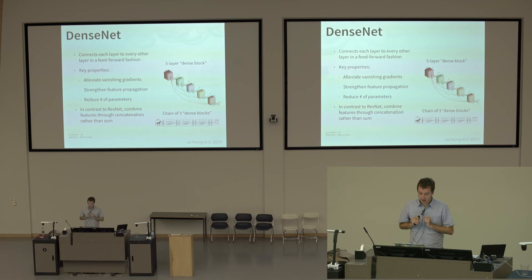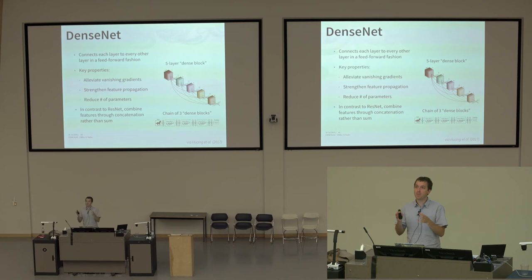Two more architectures to cover that are particularly interesting. So ResNet and highway networks and stochastic depth nets, fractal nets, all these sorts of architectures that were coming out at the time, have different network topologies and different training procedures, but they all have a similar characteristic. They create these shortcut paths from early layers to later layers. And so DenseNet takes this to the extreme. It connects each layer to every other layer in a feed-forward fashion.